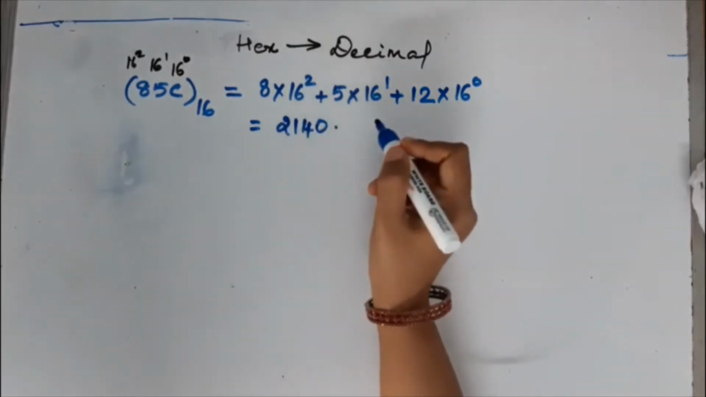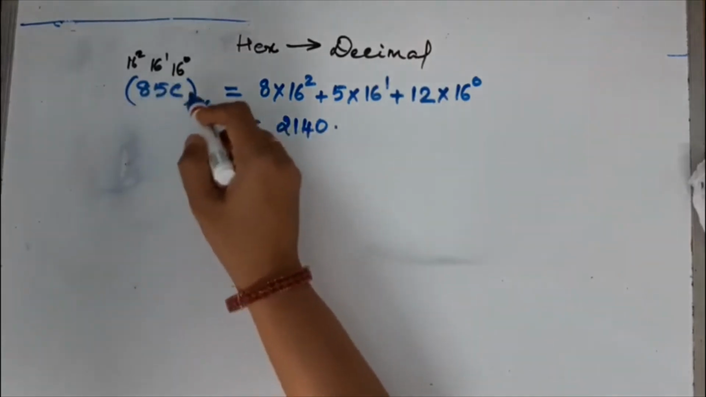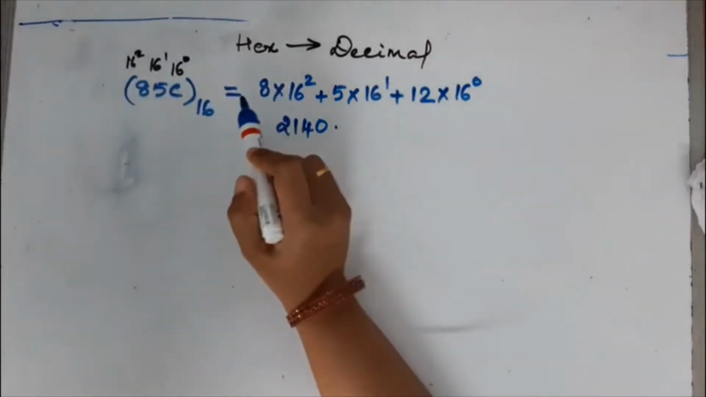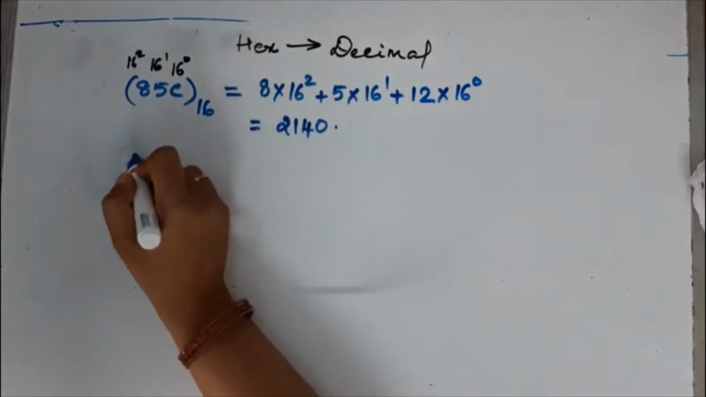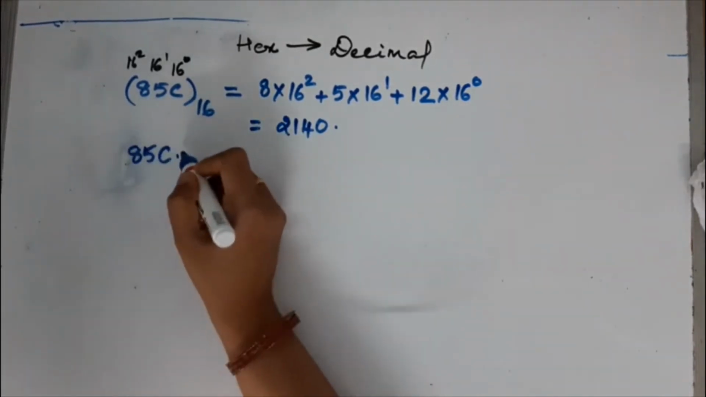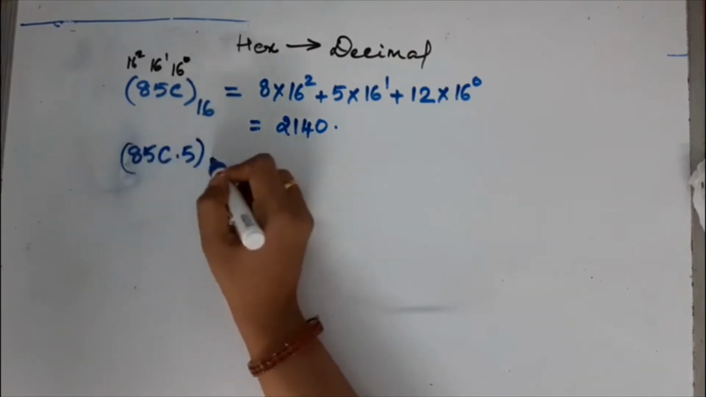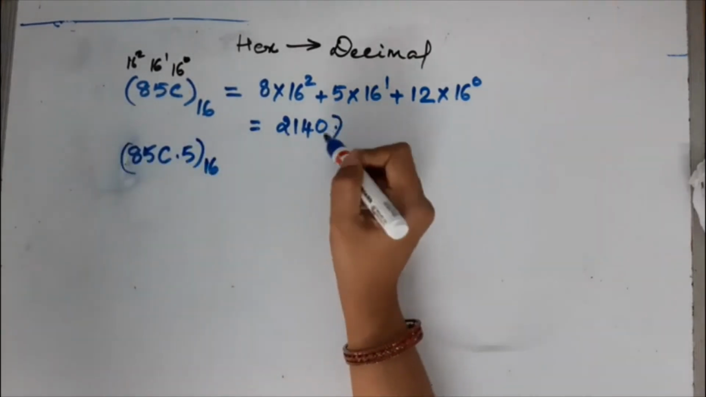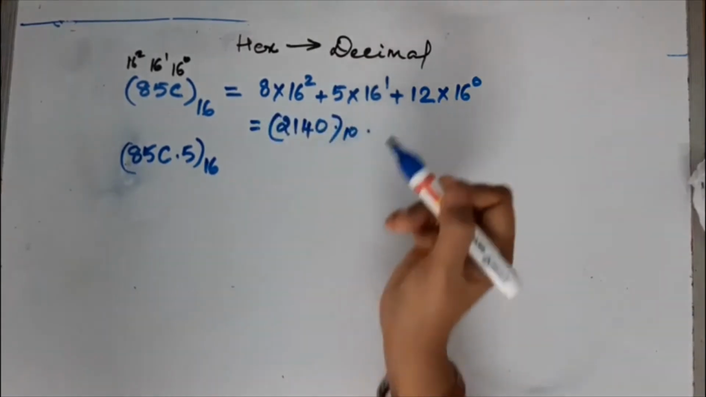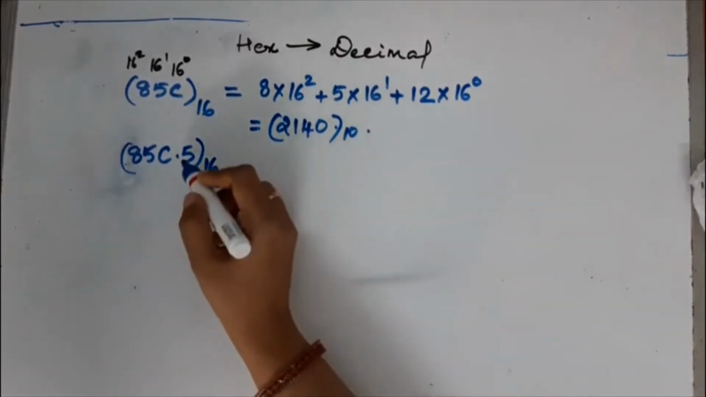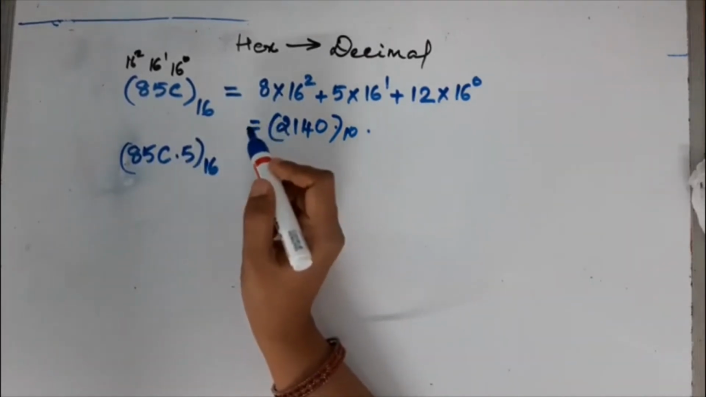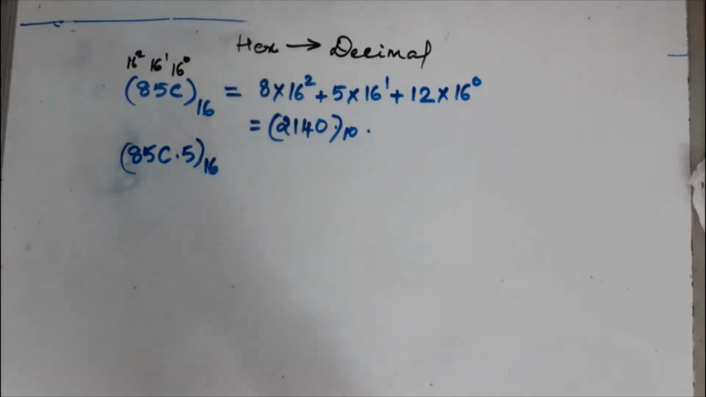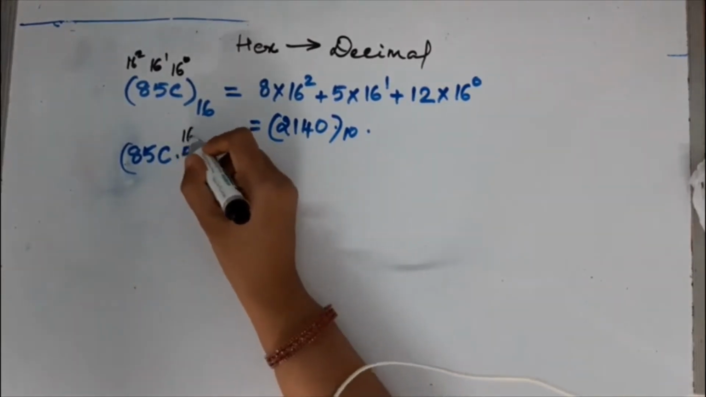So this is the case of a non-fraction question. Now suppose it is 85C.5 to the base 10. So here we have an extra 0.5. So we will have to find that of 0.5 also. So 0.5 will have a value of 16 raised to minus 1.